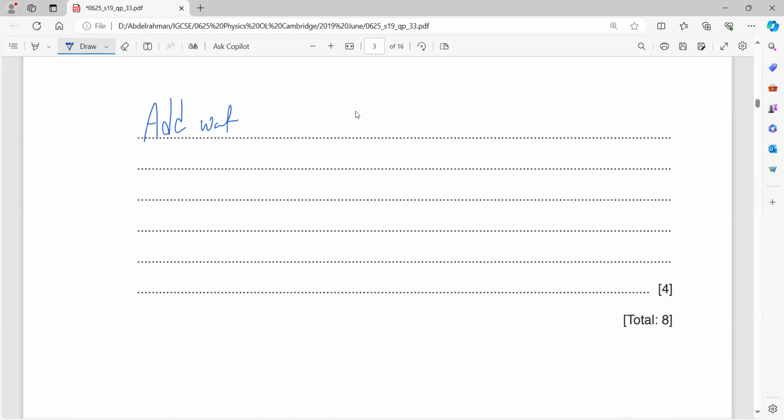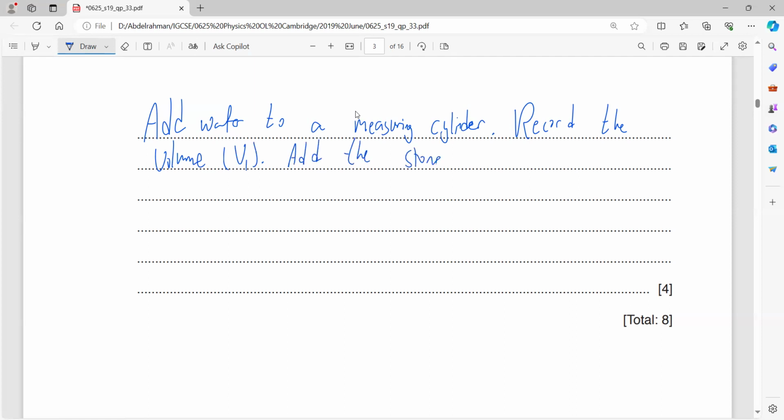Add water to a measuring cylinder. Record the volume, and we will call it V1. And then add the stone to the measuring cylinder. Record the new volume.